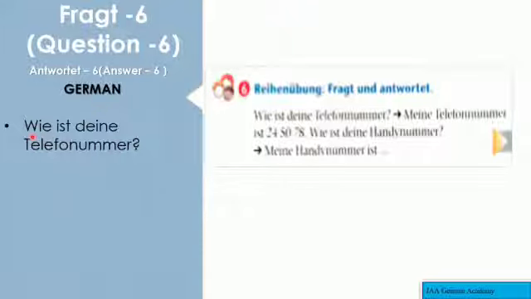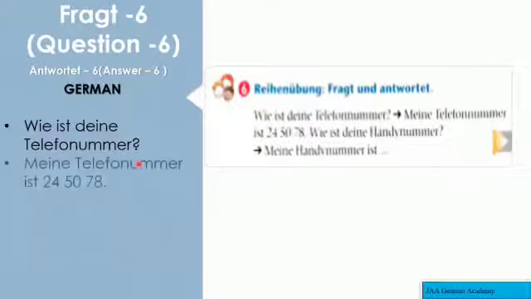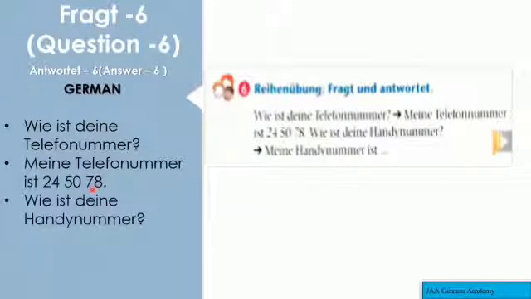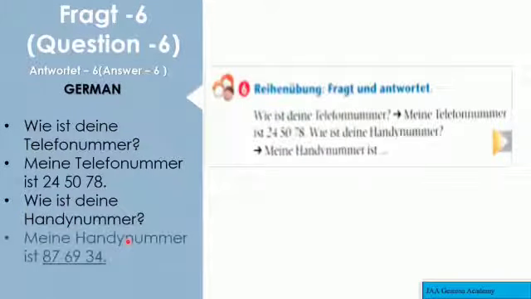So our first question is, wie ist deine Telefonnummer? And the answer for this question will be, meine Telefonnummer ist 24 50 78. And the second question is, wie ist deine Handynummer? And the answer for this question will be, meine Handynummer ist 87 69 34. So you can write any random number over here because the number is not given in the question.